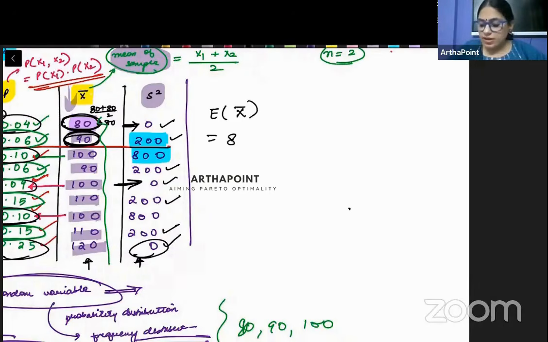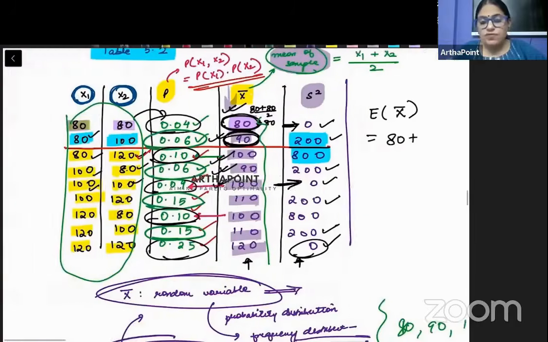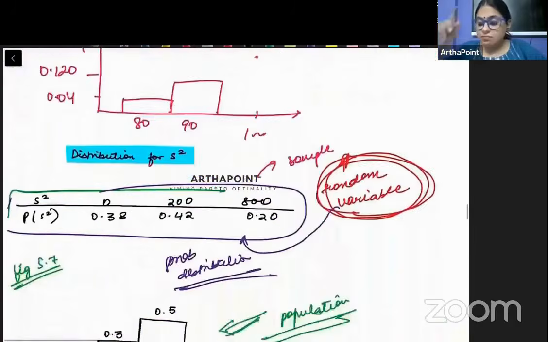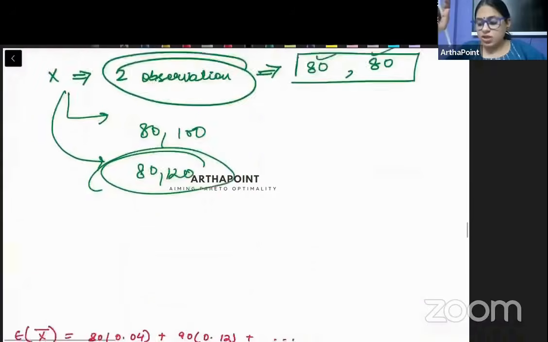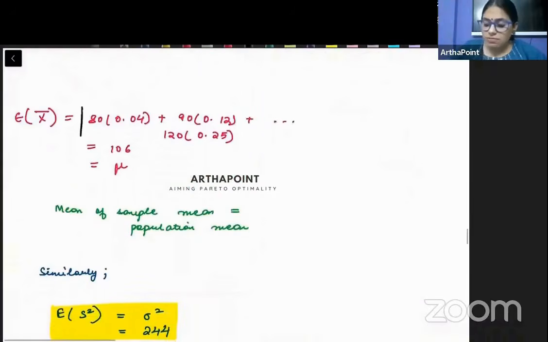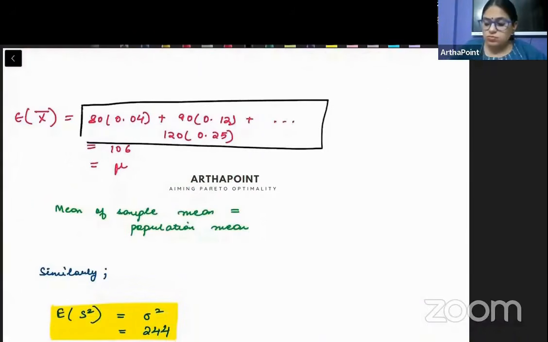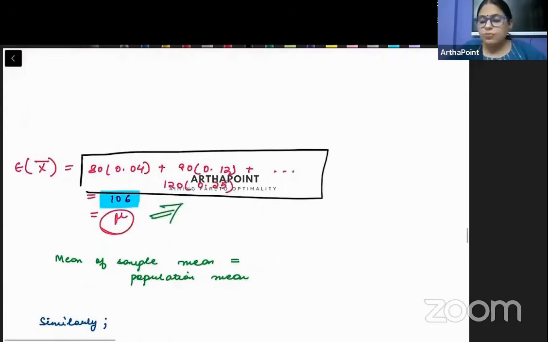It will be 80. तो ये 80 वैल्यू आ रहा है मीन का, 90 आ रहा है, 100 आ रहा है, 80, 90 ये सब. So if I go ahead and I find the mean of these means, जो भी हमारे पास यहाँ पे वैल्यूज आई हैं, अगर मैं उनका मीन निकालूं, I will get it at exactly 106, which is the mean of the population. So this is a very important thing.